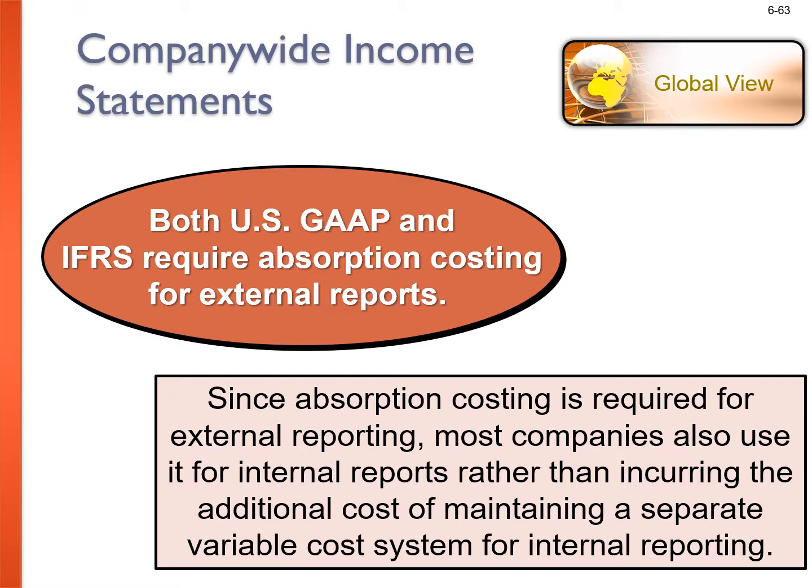Both US GAAP and IFRS require absorption costing for external reports. Since absorption costing is required, most companies also use it for internal reports rather than incurring the additional cost of maintaining a separate variable cost system. So something to keep in mind.